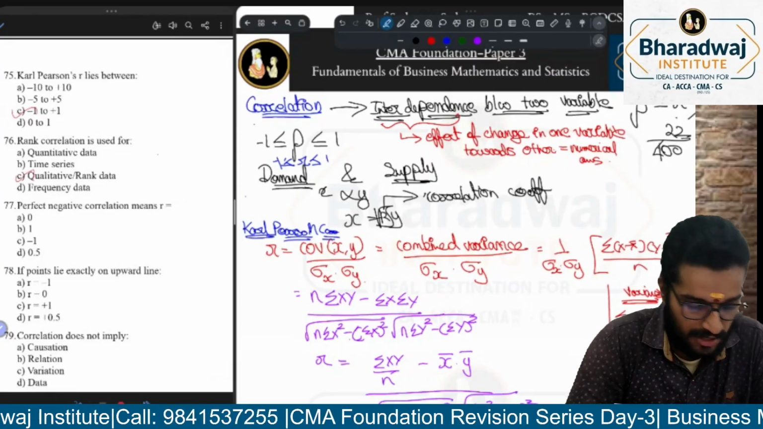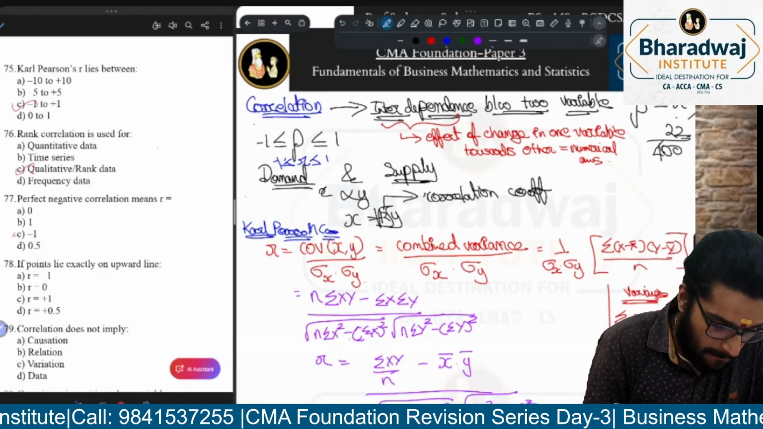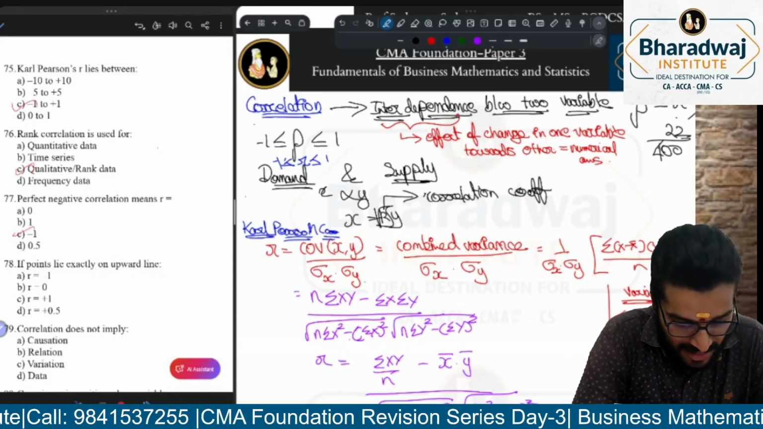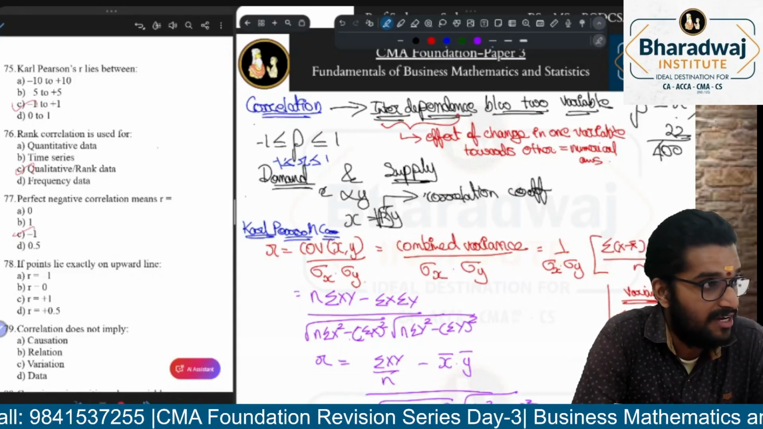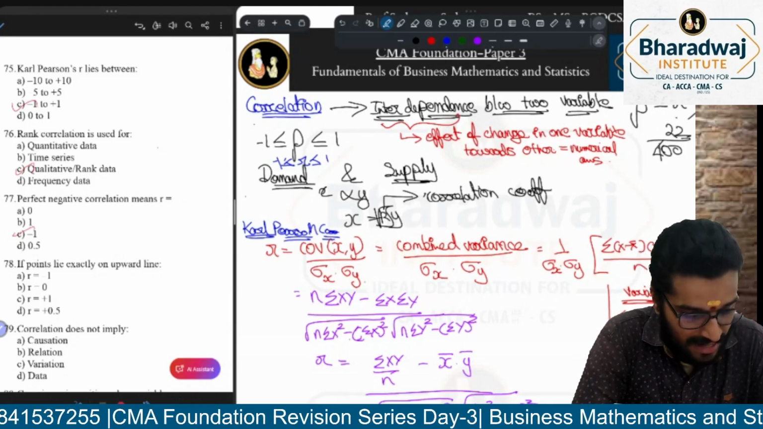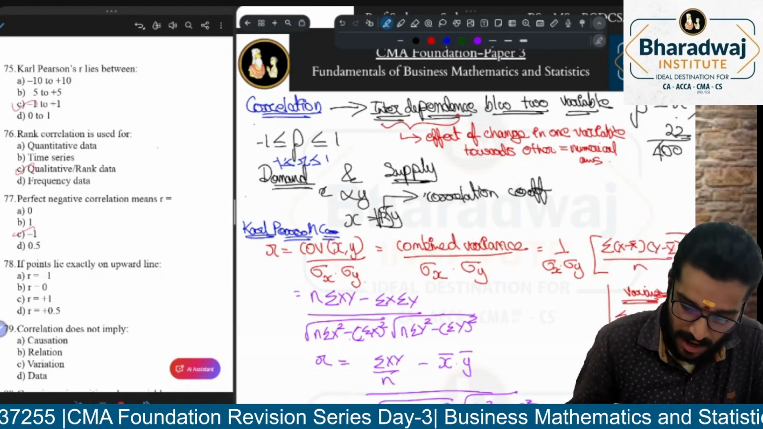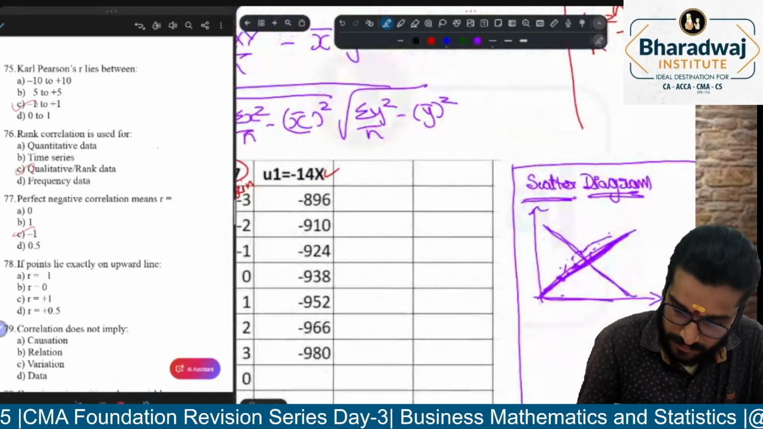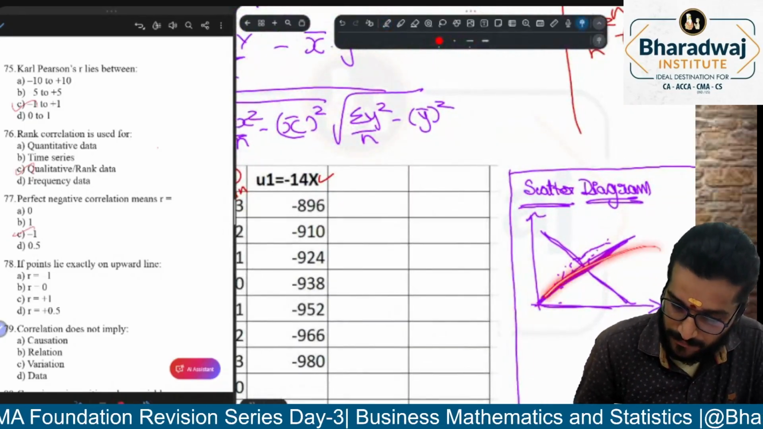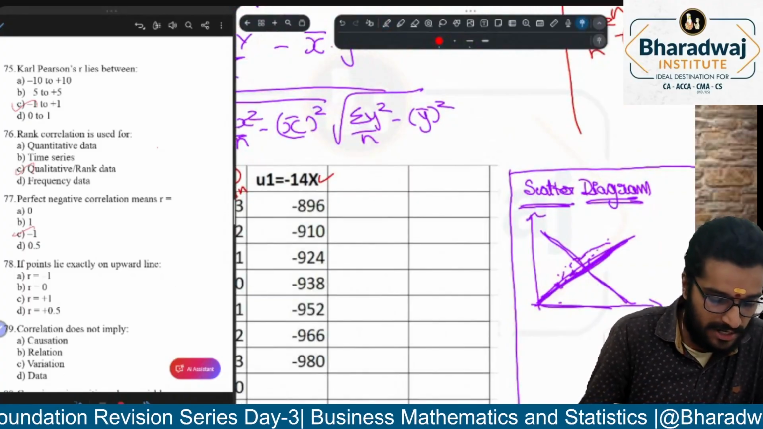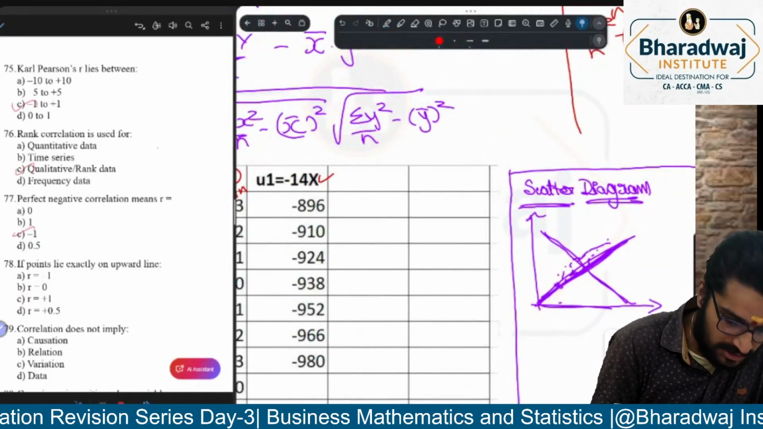Perfect negative correlation will be indicated by -1 if points lie exactly on upward line. If points lie exactly on upward line, upward line is nothing but this line. We call it as r equal to +1.